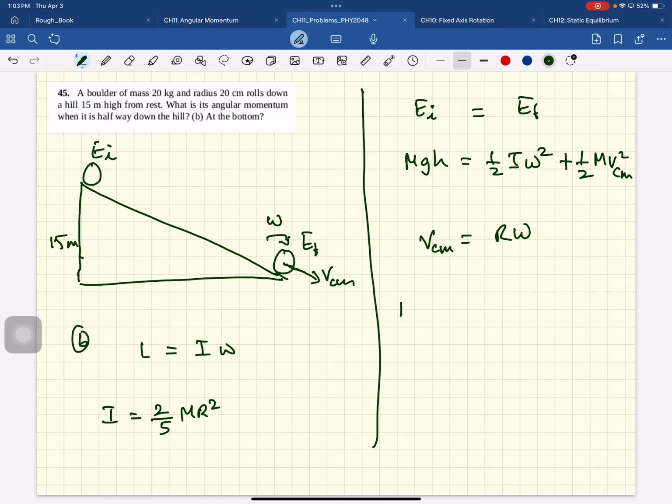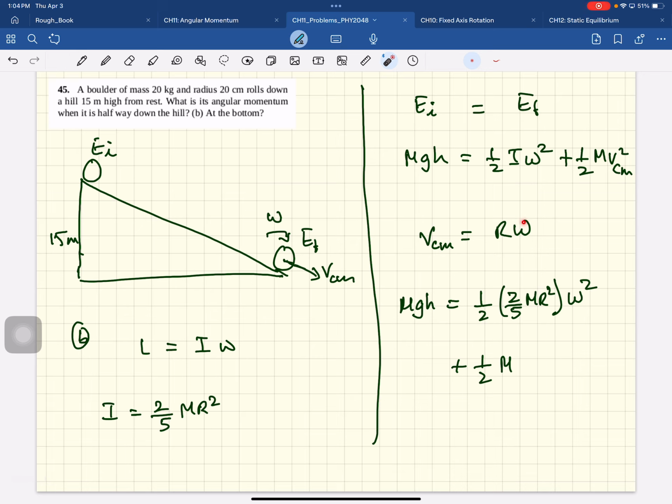So let's put in stuff that we know. Mgh equal to 1/2, moment of inertia is 2/5 mr square, times omega square, plus 1/2 m times the center of mass velocity, which we'll put in terms of omega because omega is what we're trying to find, R omega. So mgh equal to, the 2 cancels, this is 1/5 m r square omega square plus 1/2 m r square omega square.